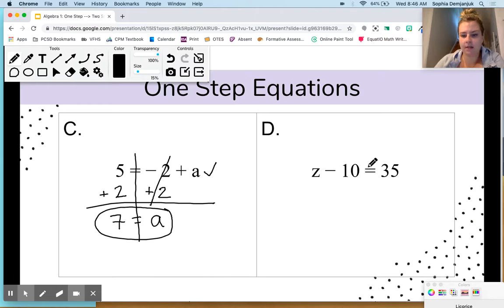And then for part D, draw the line down. z minus 10 equals 35. We want to get z all by itself, and there's 10 being subtracted from it right now. So to get the 10 to the other side, since it's subtracting, we need to do the inverse. We need to do the opposite by adding 10.